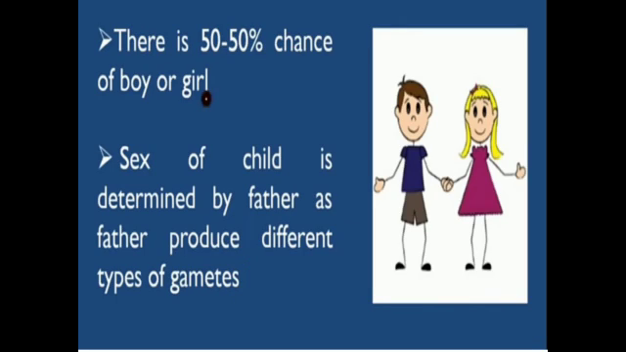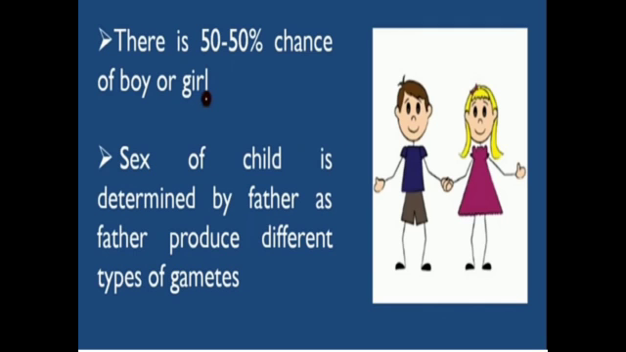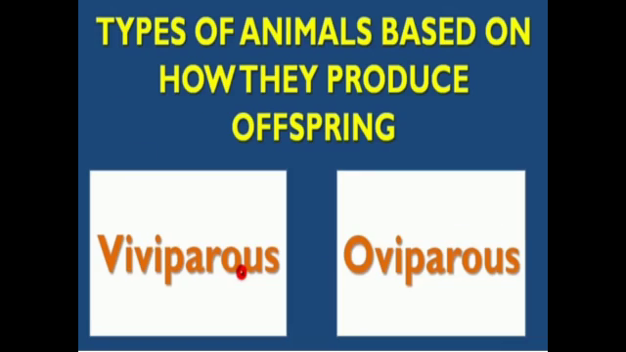So there is a 50% chance of a boy or girl, and the sex of a child is determined by the father, as the father produces different types of gametes, while the mother produces only one type. As I told you, only and only the father is responsible for the determination of the sex of an unborn baby. Now I hope you are clear with the topic sex determination. So now we will move further.